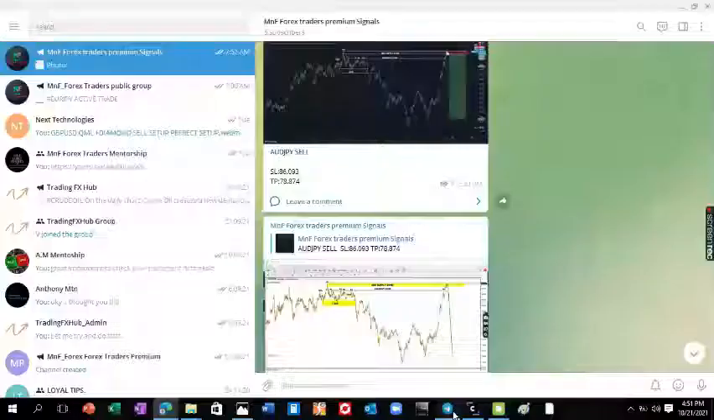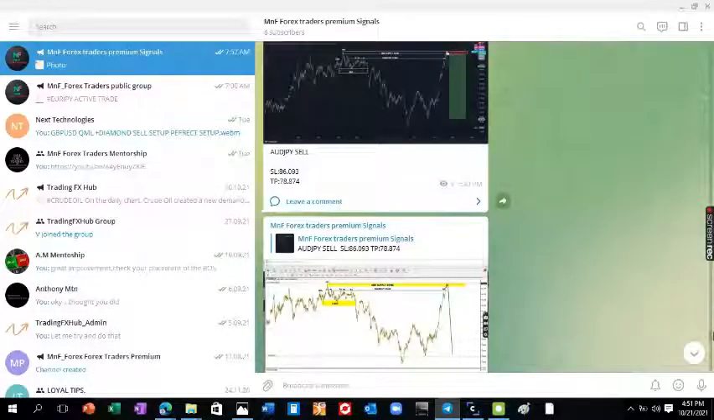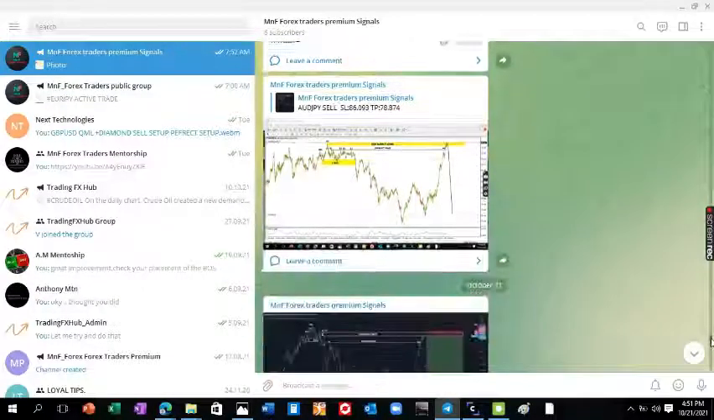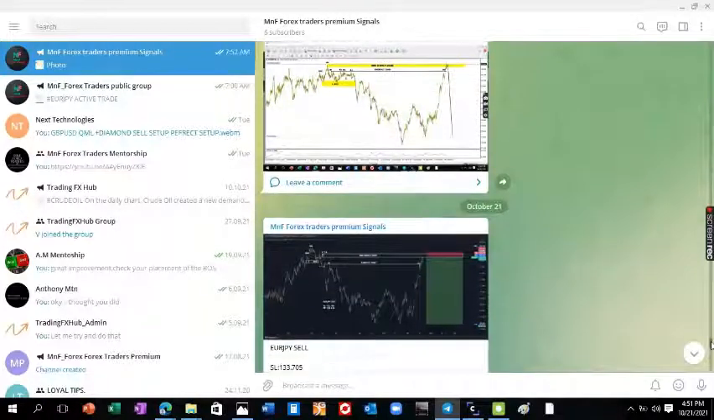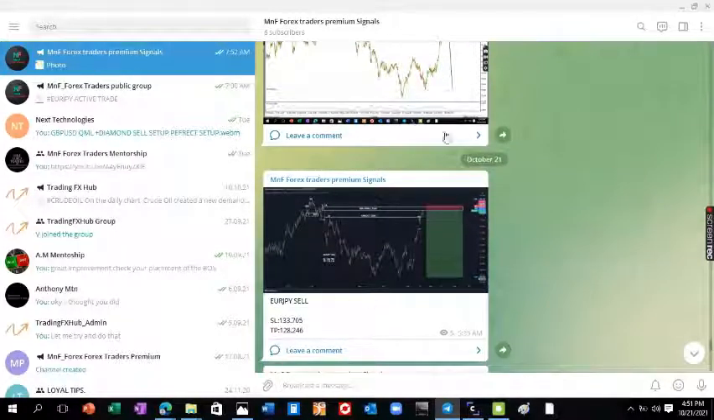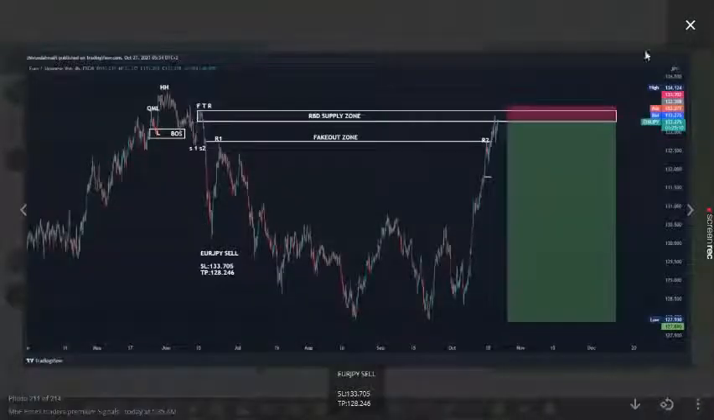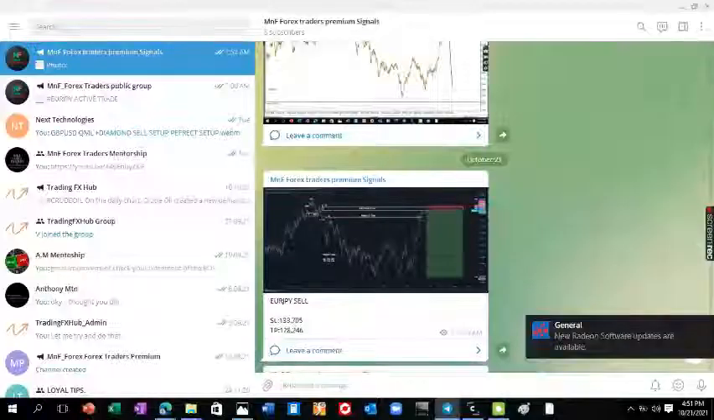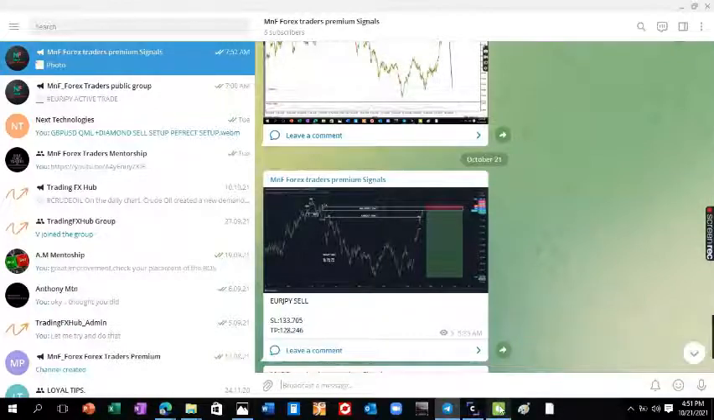Okay, and I actually also sent the same setup in our private group. As you can see, I sent this same setup with a sell, stop loss, and take profit. And yeah, if you took this trade, I'm sure you enjoyed some profit.